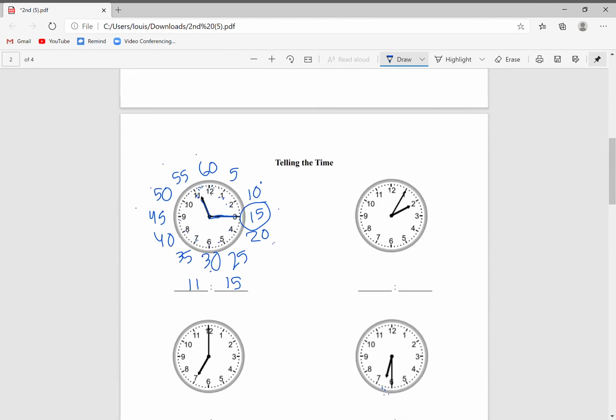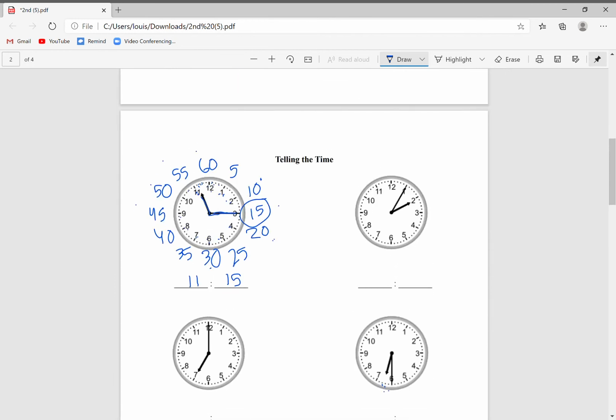Later on you will learn that the minute hand can also go between the numbers, but that will be for another time.